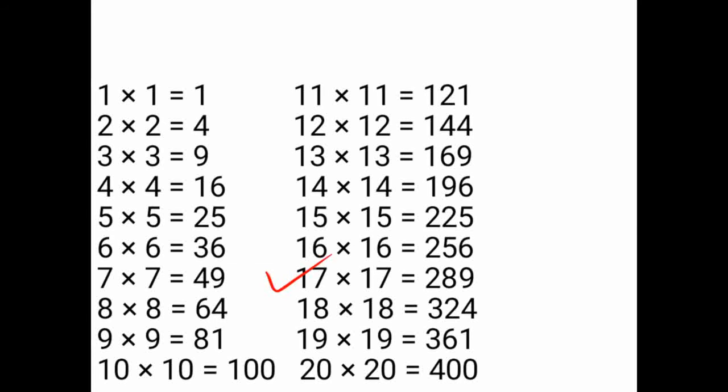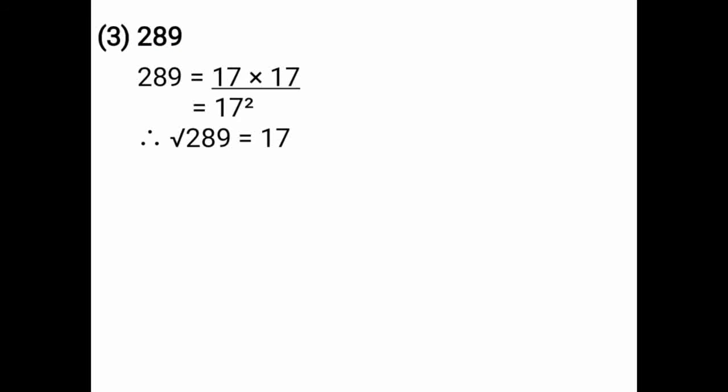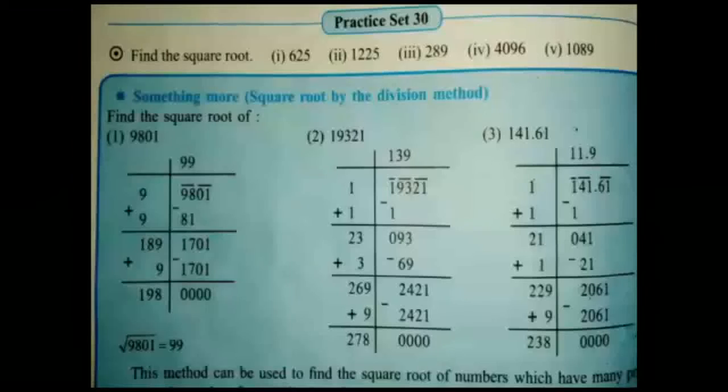17 is the prime number. 17 square is 289. So we will do square root of the number 289 directly. 289 is equal to 17 into 17, that is equal to 17 square. Now remove this square symbol and then you have to find square root. You have to put square root here in question what is given. Therefore square root of 289 is equal to 17.